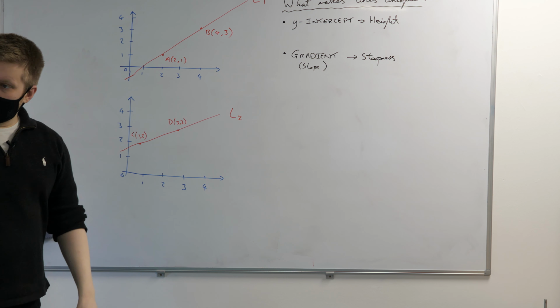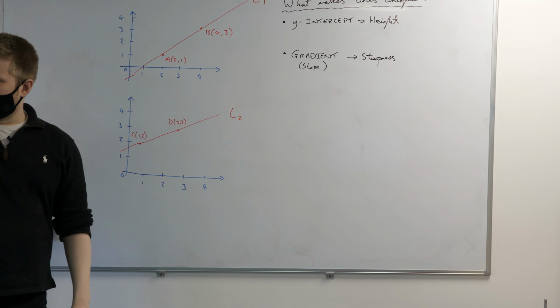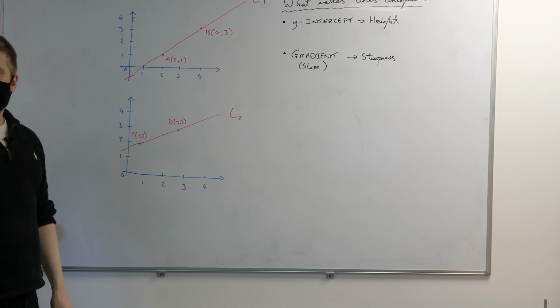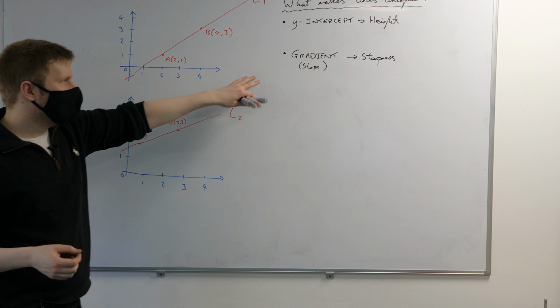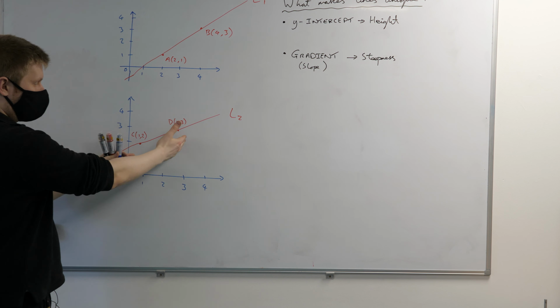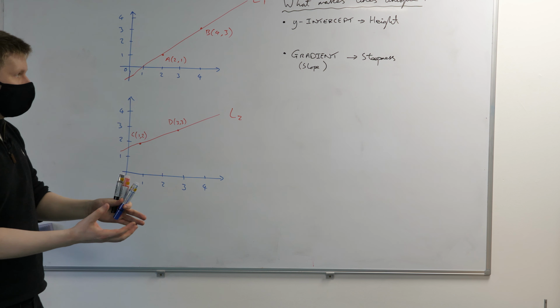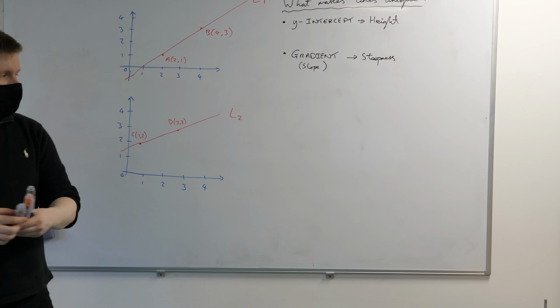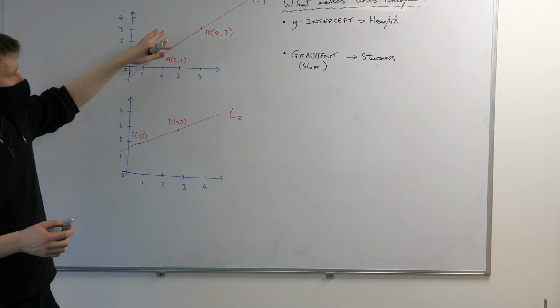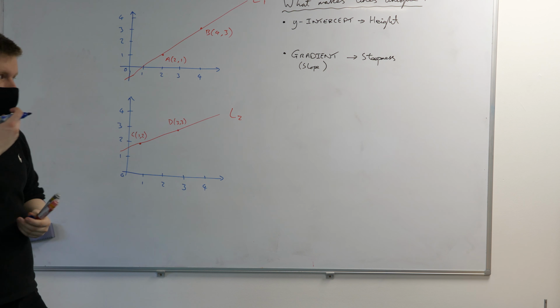So now what I want you to do is actually think, how can we calculate the gradient and the steepness? Well, okay, we can calculate the gradient because I've given you 2 points that I know lie on the line, okay? So can I actually ask you now to have a go at calculating the gradient for line 1 and the gradient for line 2?